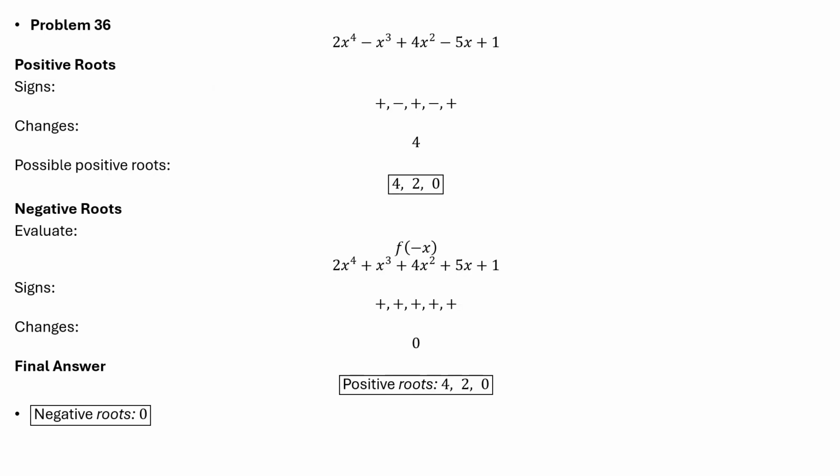The polynomial has 4 sign changes, so it may have 4, 2, or 0 positive real roots. There are no sign changes in f of negative x, so there are no negative real roots.